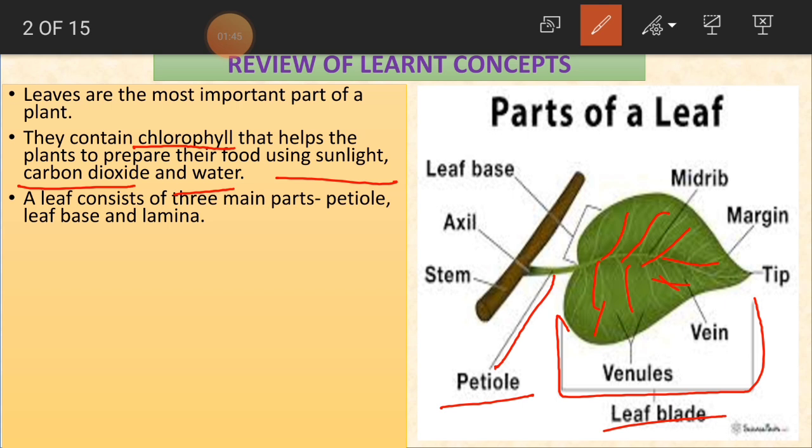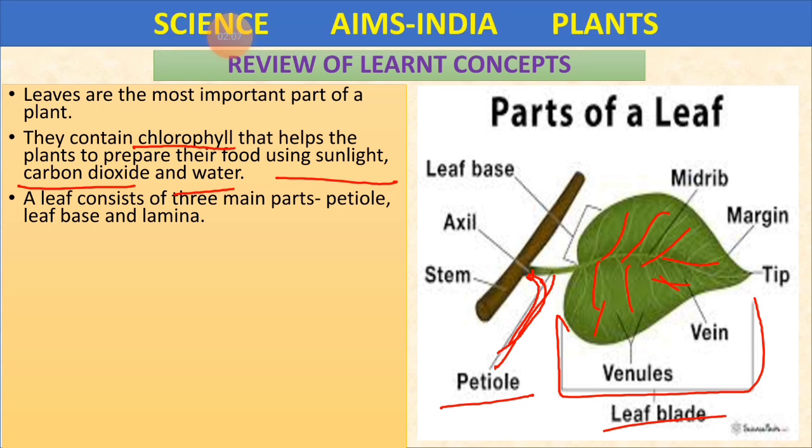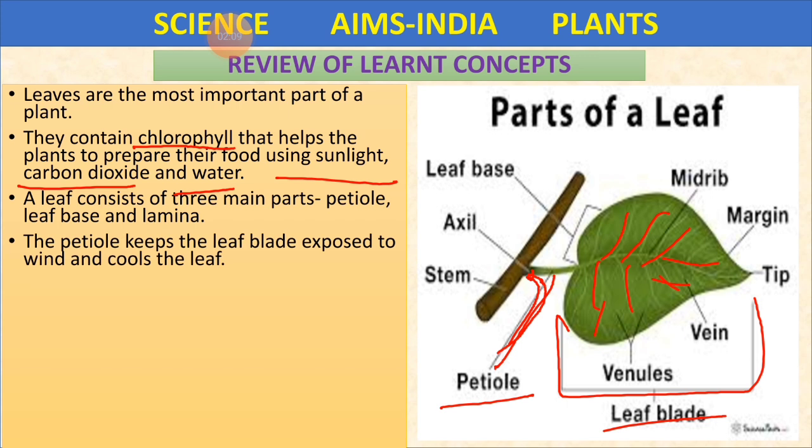And what is this petiole? This part is joining the leaf to the stem. Like this stalk, we can call this a stalk which is joining the stem. So this leaf contains three parts: petiole, lamina and leaf blade. The petiole keeps the leaf blade exposed to wind and cools the leaf.